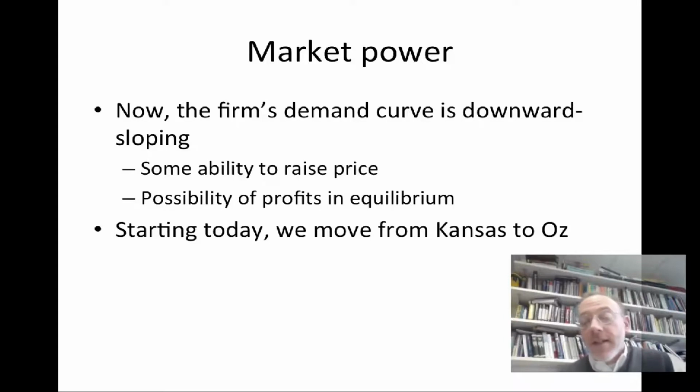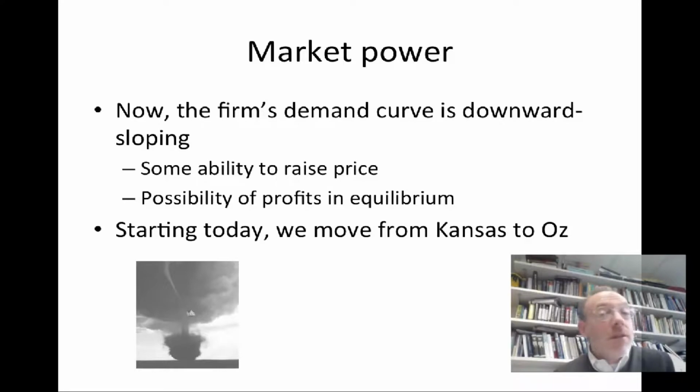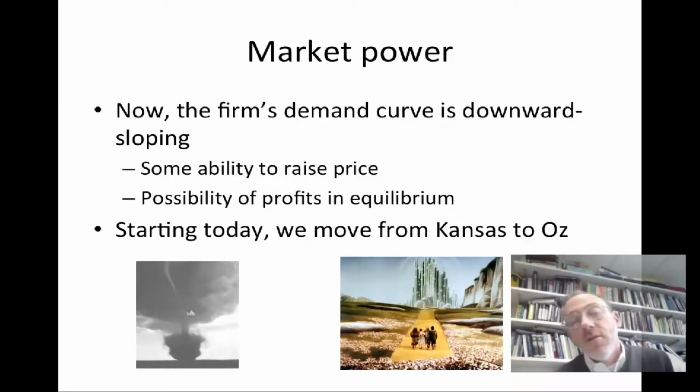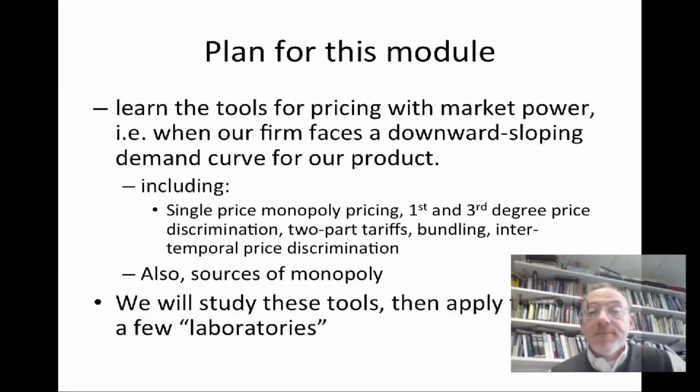So starting today, you might say, we move from the black and white world of Kansas to the colorful world of Oz, where Kansas is the zero-profit world of perfect competition, and Oz, colorful Oz, is the happy world of the possibility of profits in equilibrium.